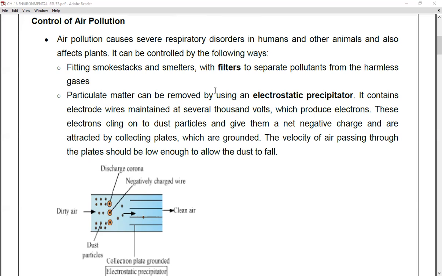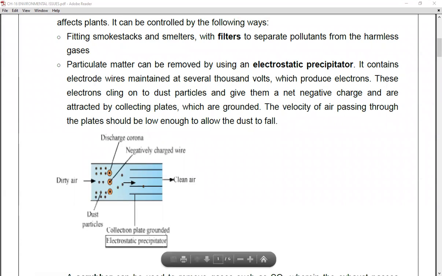With the use of those filters, the smoke as well as the harmful gases are not directly emitted into the air. If that is not taking place, then the pollution rate will be less. The second way is that particulate matter can be removed by using an electrostatic precipitator. Here is the figure of an electrostatic precipitator. It contains electrode wires, you can see over here, which are maintained at several thousand volts and which produce electrons.